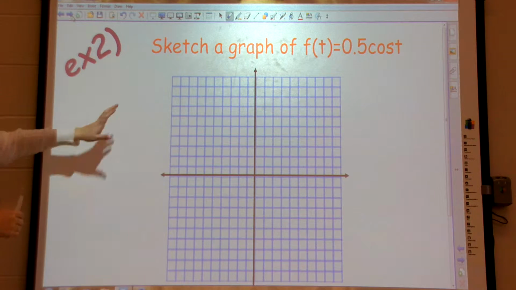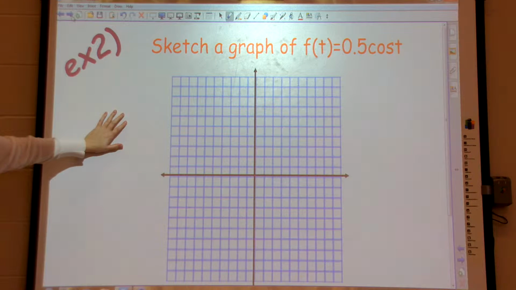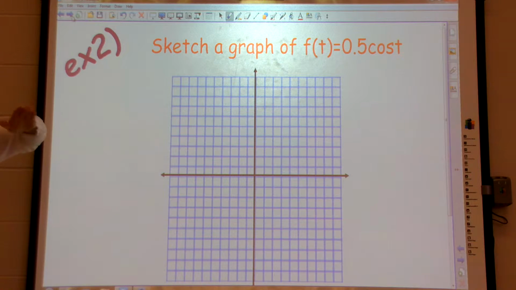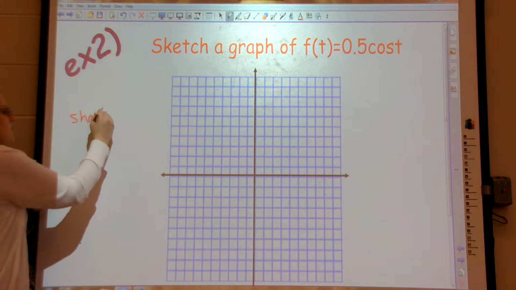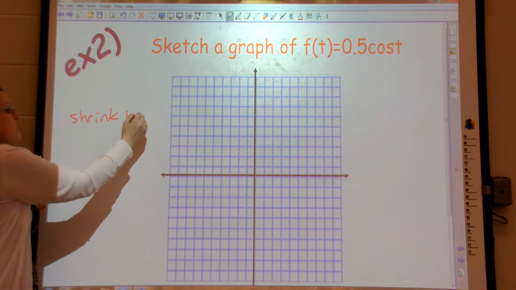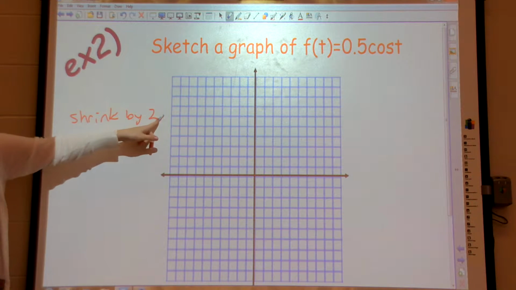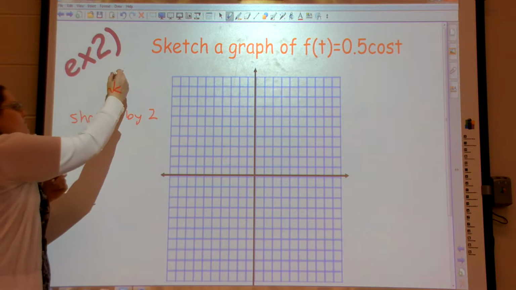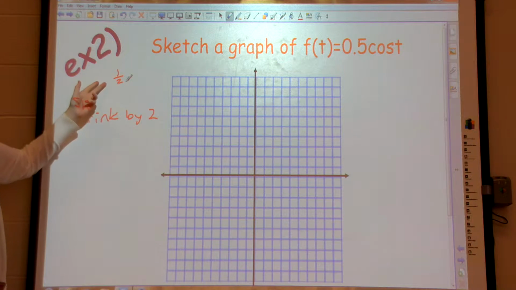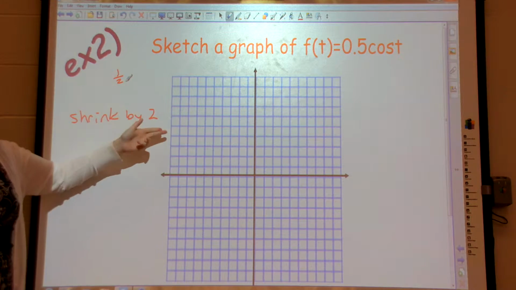Problem is, a lot of people say this wrong. I have a lot of people go, stretch to a half. If I'm only going to a half, is that really a stretch? It's like a shrink, but you don't say shrink to a half. We would say shrink by 2, which is the reciprocal of a half. So you wouldn't say stretch a half, you would say shrink by 2, the reciprocal.